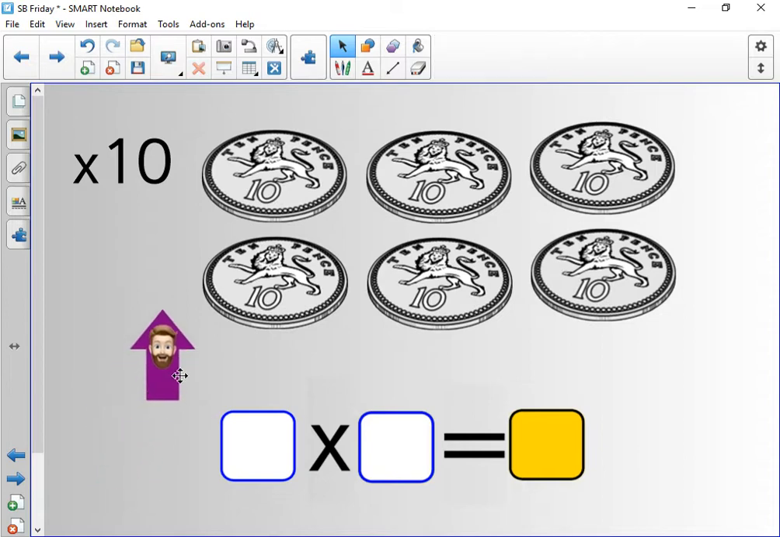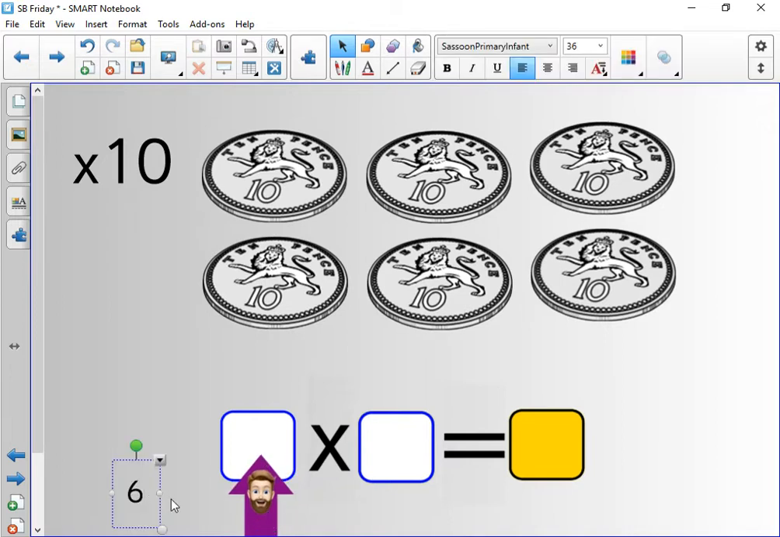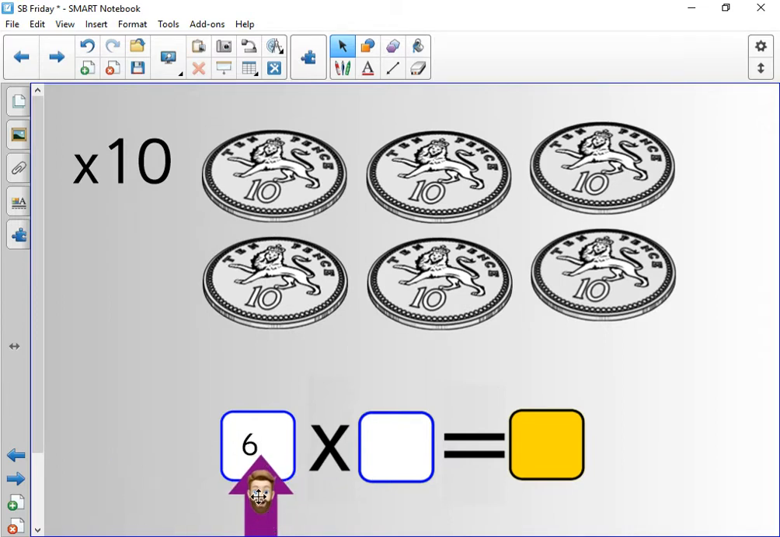So in this example, a coin is a group because each coin is worth 10 pence. How many groups have I got? How many coins? I've got 6. And the value of each coin is 10.